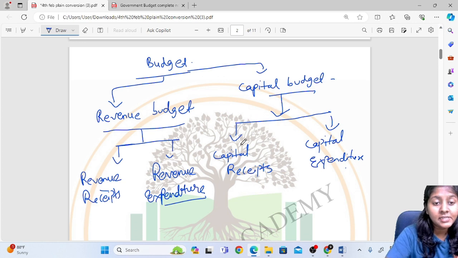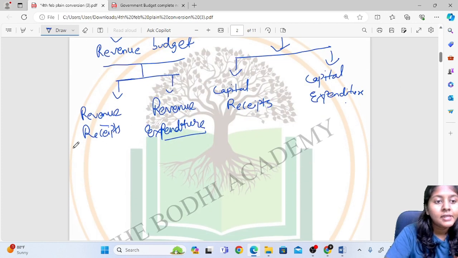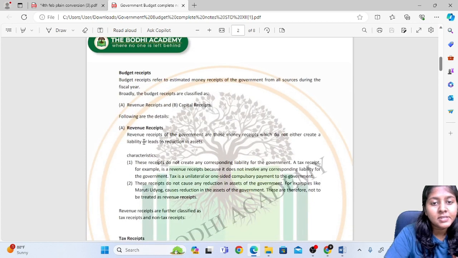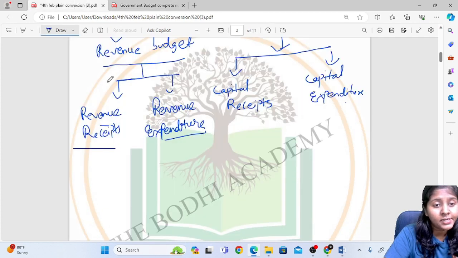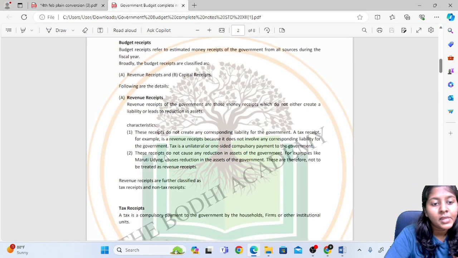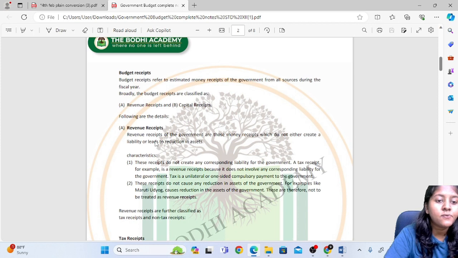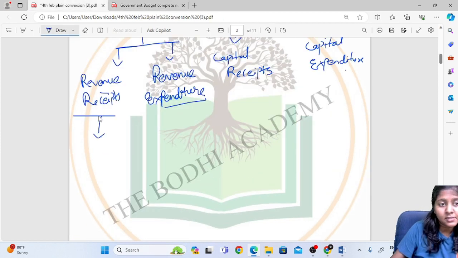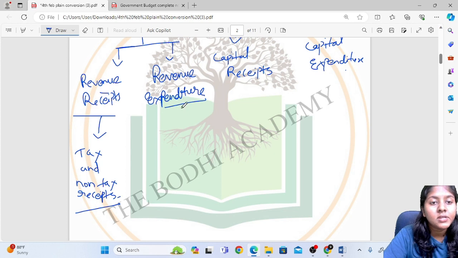Again, we have seen the classification of all these things: revenue receipts are receipts which do not create a liability or reduction in assets. Then revenue receipts are further classified as tax and non-tax receipts. That we have seen, tax and non-tax receipts. Then revenue expenditure.